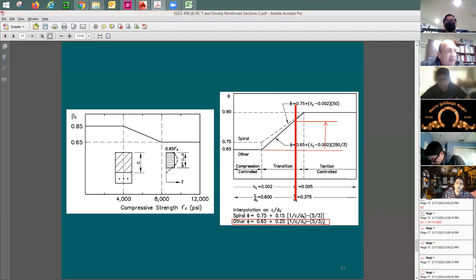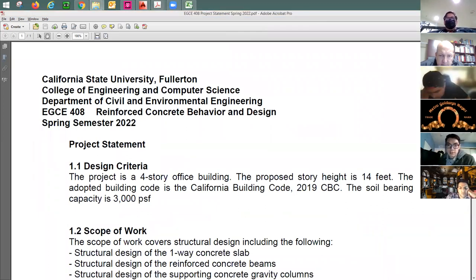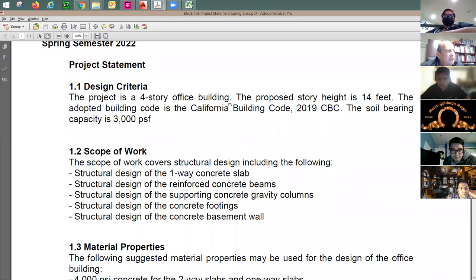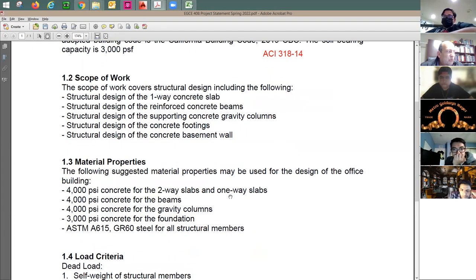Any other questions before we start to talk a little bit about the project? For the four story building, story height is going to be 14 feet. We're going to be using the CBC 2019 California Building Code, meaning ACI 318. We're going to be doing design for one-way slab. So instead of having a homework about the slab, I'm going to take it from here. We're going to be doing the beams, the columns, foundation, and pavement. So this gives you our scope of work.